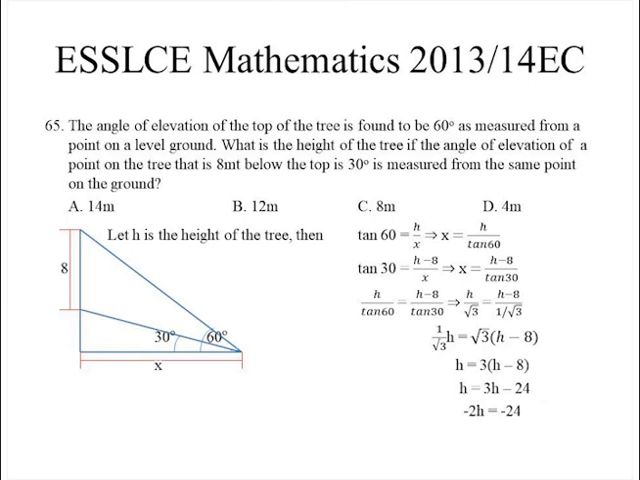Dividing both sides by negative 2, we will find negative 2h divided by negative 2 is equal to h, which is equal to negative 24 divided by negative 2, which is 12. So the height of the tree is 12 meters. That's choice B, the correct answer.